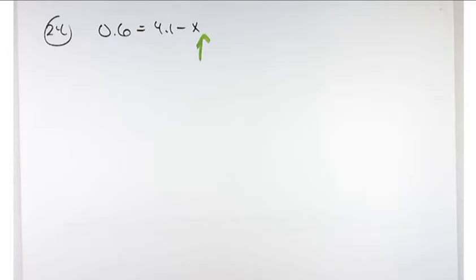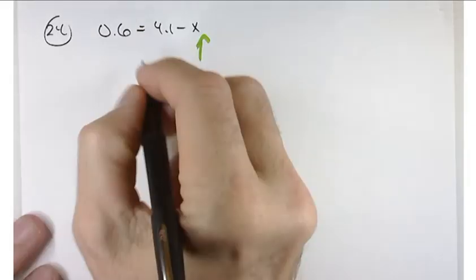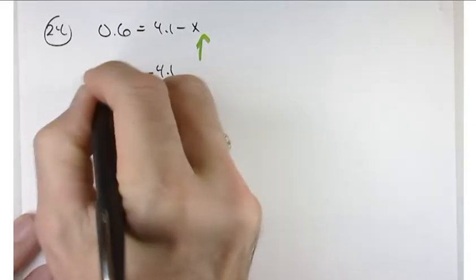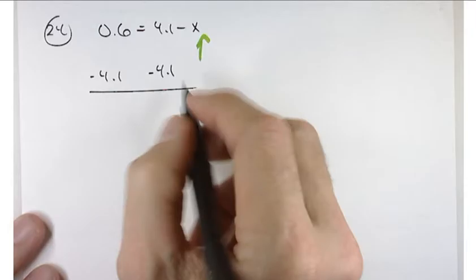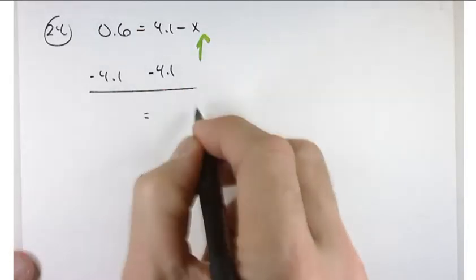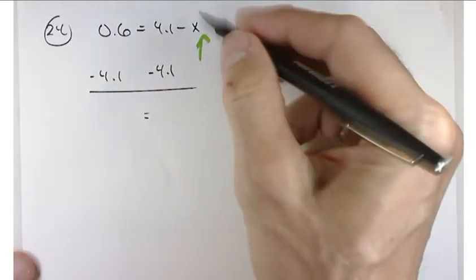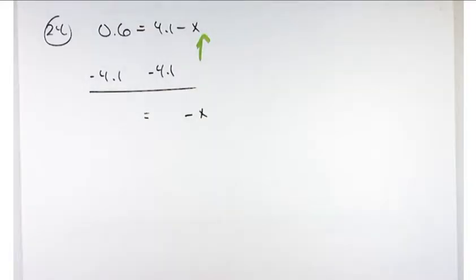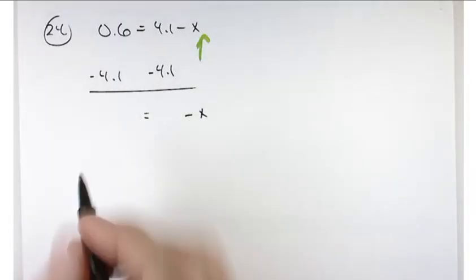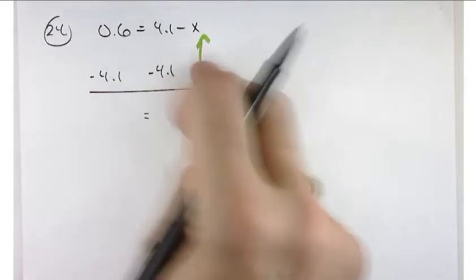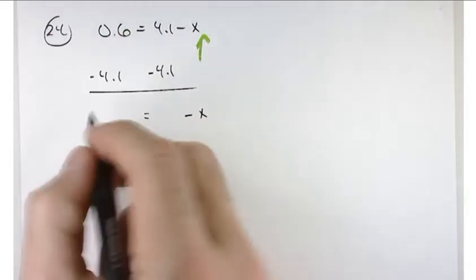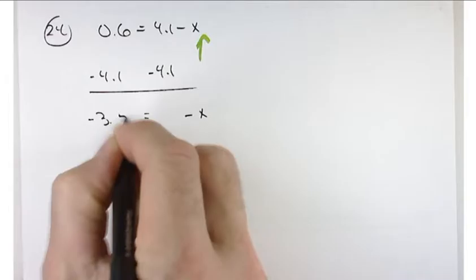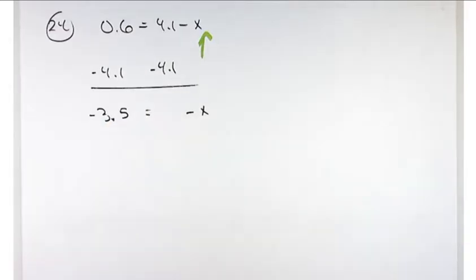All right, let's get the 4.1 on the other side. So that means adding the opposite or subtracting. Subtract 4.1. So on the left-hand side, what am I left with? Negative x. Good. Keep in mind that the sign doesn't change just because we subtracted away the 4.1. So on the right-hand side, we're left with negative x. On the left-hand side, we're left with negative 3.5. Are we done? No. Why not? What else do we have to do?